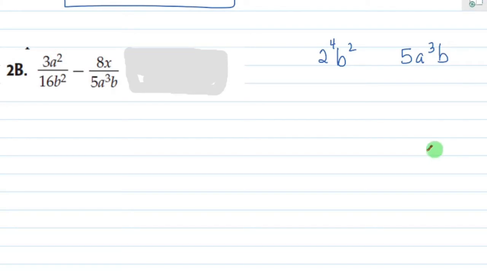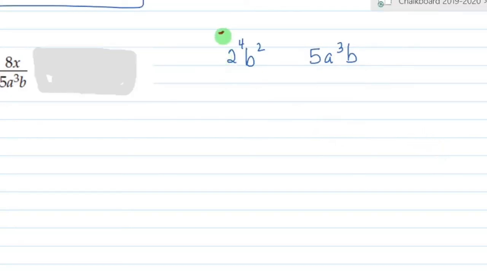Let's pick one of everything. Well, there's only a single 2, so I have to take it. There's only a single 5, so I have to take it. There's only a single a, so I have to take that. There are two b's, but one of them is b to the first power and one of them is b to the second power, so take the higher power of the two.